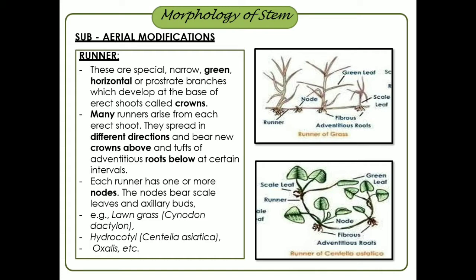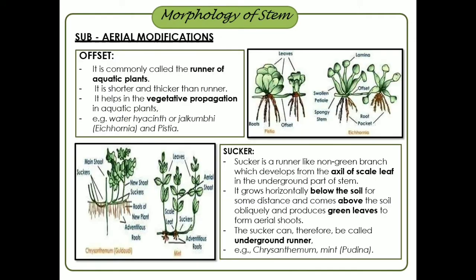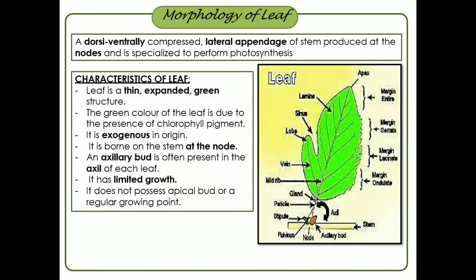In plants like mint and jasmine, a slender lateral branch rises from the base of the main axis and after growing aerially for some time arches downwards to touch the ground. A lateral branch with short internodes and each node bearing a rosette of leaves and a tuft of roots is found in aquatic plants like Pistia and Eichhornia. In banana, pineapple and chrysanthemum, the lateral branches originate from the basal and underground portion of the main stem, grow horizontally beneath the soil and then come out obliquely upward, giving rise to leafy shoots.